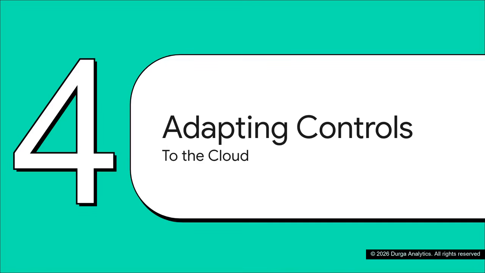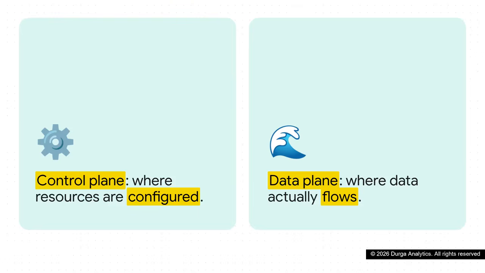Let's look at Section 4, adapting controls to the cloud. So, knowing all these risks and tricky definitions, how do we practically adapt our governance controls without throwing away our core principles of ownership and quality? Well, first, you have to understand the environment. You have to govern the data plane, where your information actually flows and is processed, and the control plane, which is where your cloud resources are configured. Why both? Because misconfigurations in the control plane are actually a leading cause of massive data exposures, even if your data plane itself is perfectly secure.